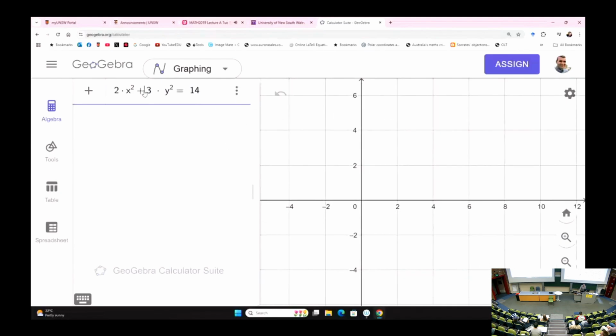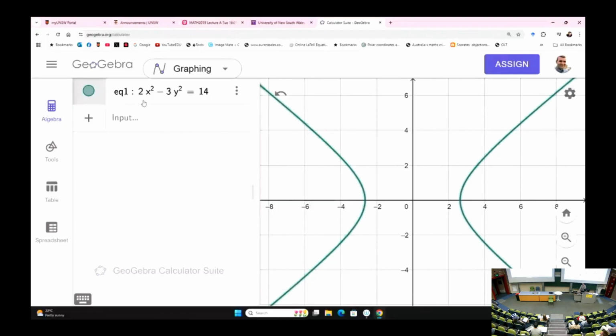So you can see now I've changed one of the signs, and you'd call this a two-branch hyperbola. It's got two branches, right? And it doesn't cut the y-axis. Why doesn't it cut the y-axis?